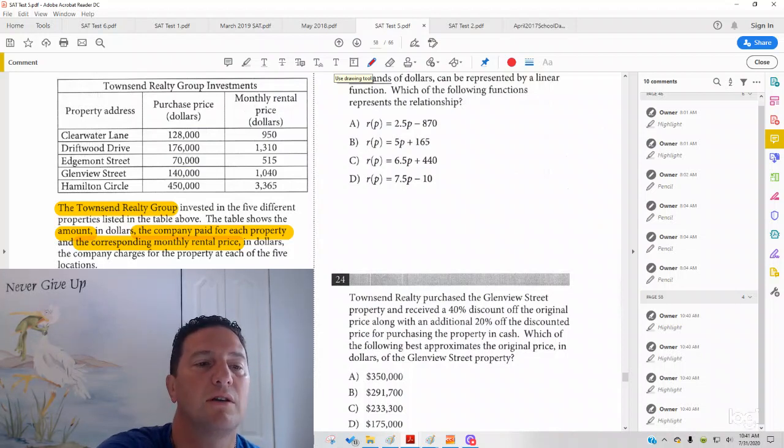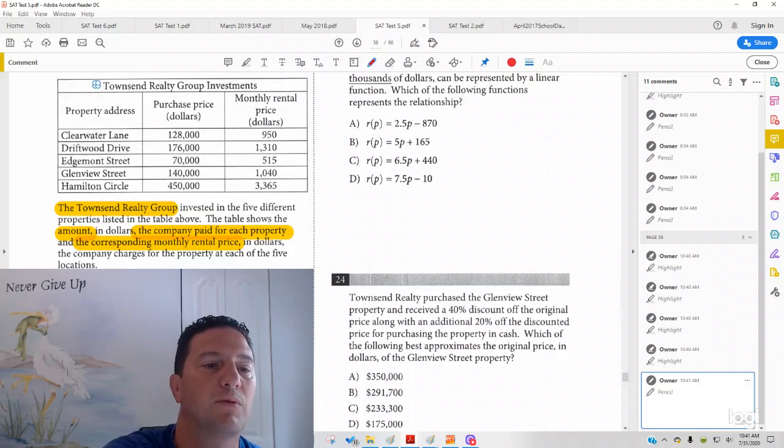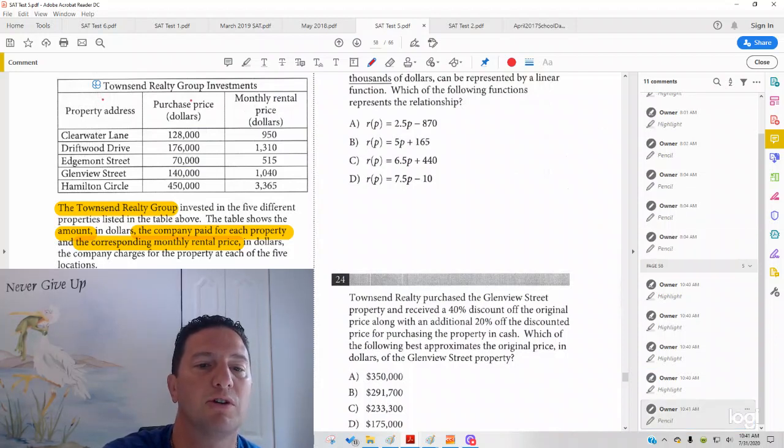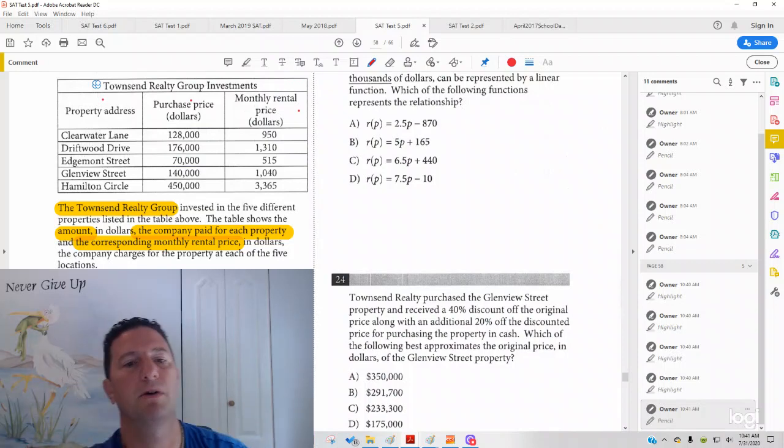So we look at the title. Sure enough, we have Towson Realty Group Investments. We look at the columns. We've got property address, we've got purchase price, we've got monthly rental price. And you can see the property addresses down that left column, purchase price in the middle, monthly rental price on the right.